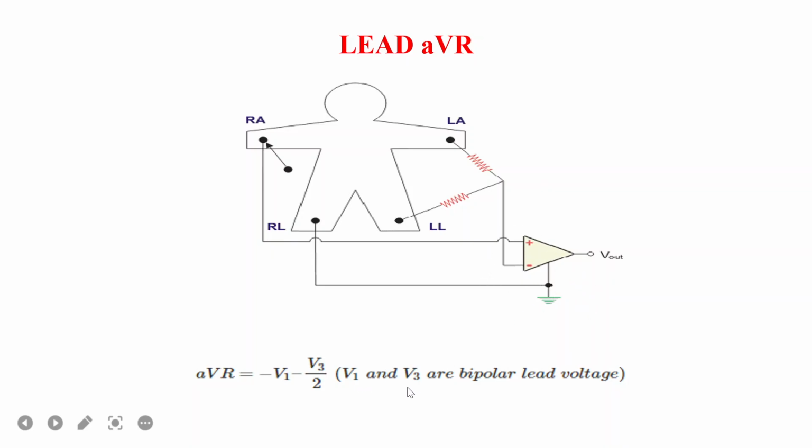So V1 and V3 are bipolar lead voltages. Now the relation for AVR. AVR means augmented voltage right. That is equal to V1 minus V3 by 2. This is the relation between AVR and the lead voltages.